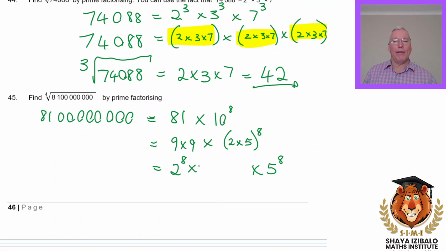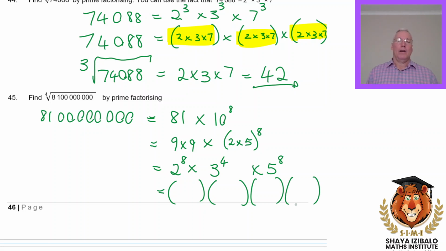All right. Now, what about the 9's? 9 is not a prime number. 9 is 3 squared. So there's 2 3's multiplying together to make this 9, and 2 3's multiplying together to make this 9. How many 3's altogether? 4 3's. Right, now if I want a 4th root, I want to group these into 4 identical brackets multiplying together. Right, how many 2's can I put in each bracket? That's right, I can put 2 2's in that bracket, 2 in that one.